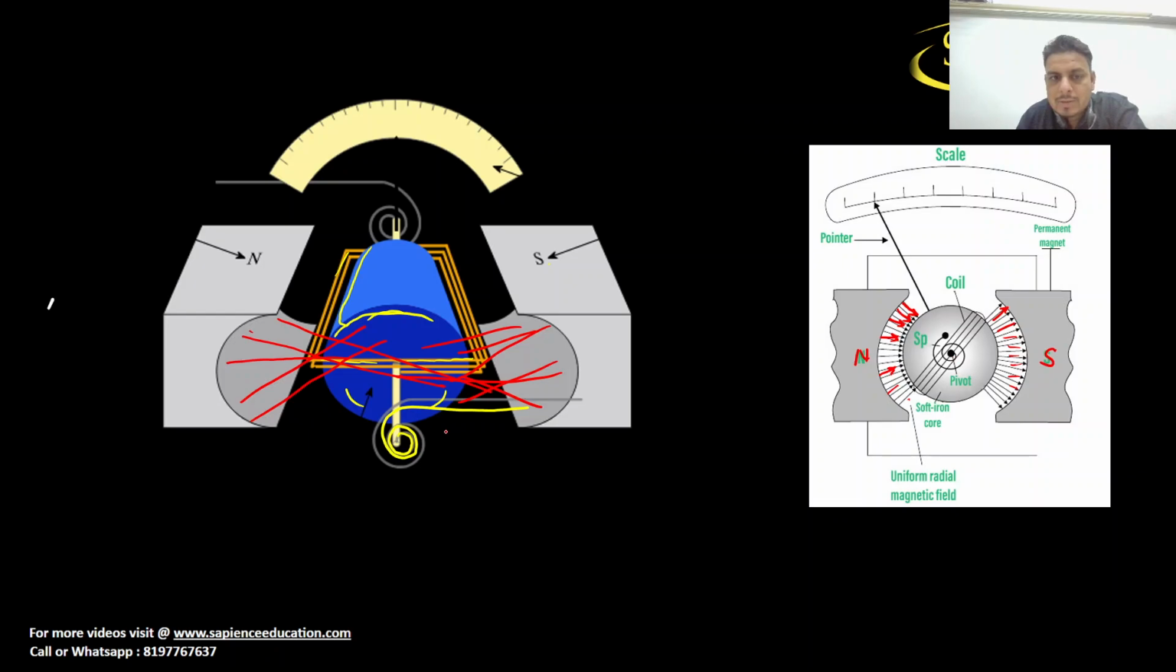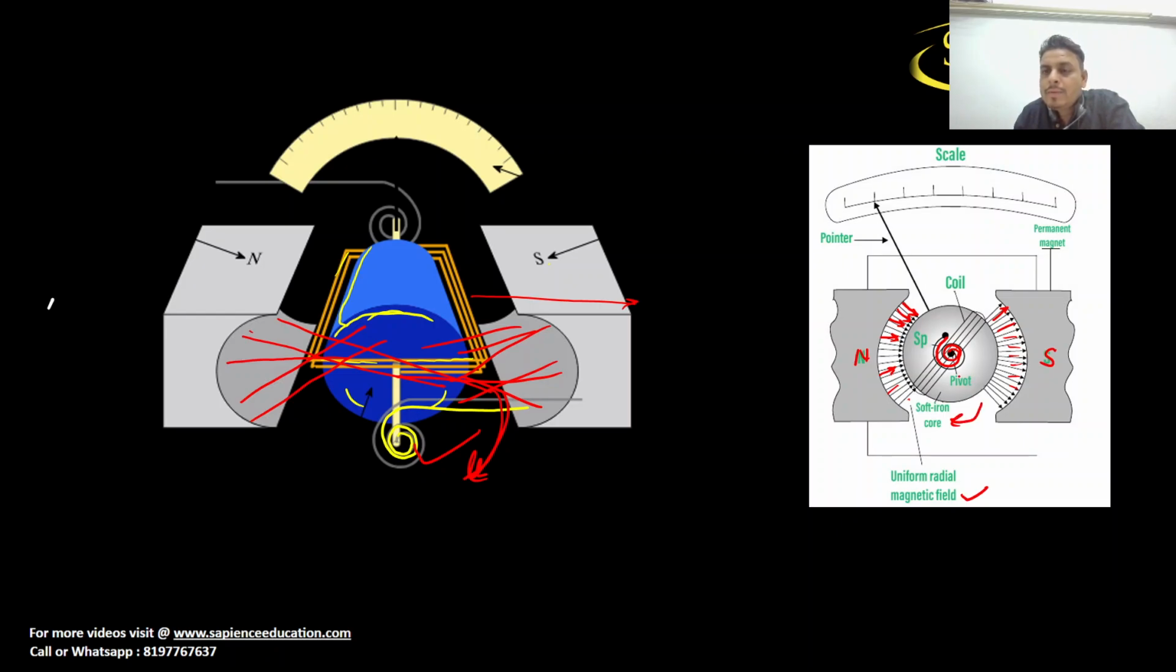Now there is a spring, so this is the spring, and you should try to understand the structure. The spring attached to it will restore the torque. Suppose you place a current carrying conductor in a constant magnetic field, what will happen? A torque is produced, and due to this torque a rotation will be established, since it is a uniform radial magnetic field.